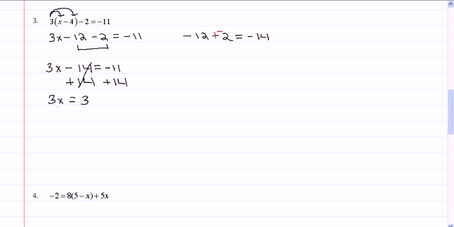The 3 is in front of the x, which is being multiplied. The opposite of multiplication is division. My 3's cancel, and x equals 1.